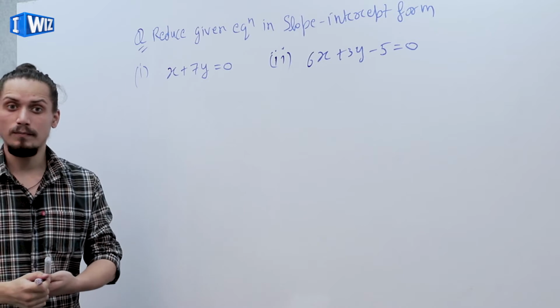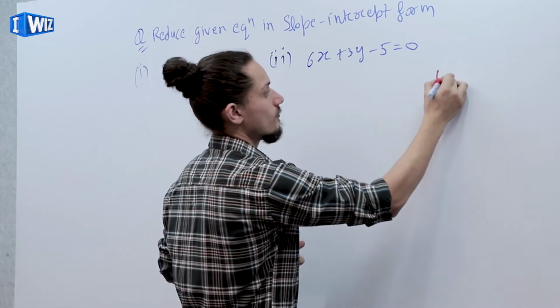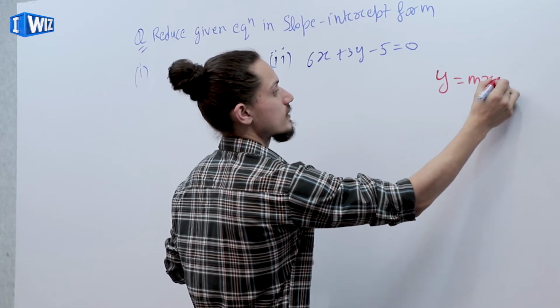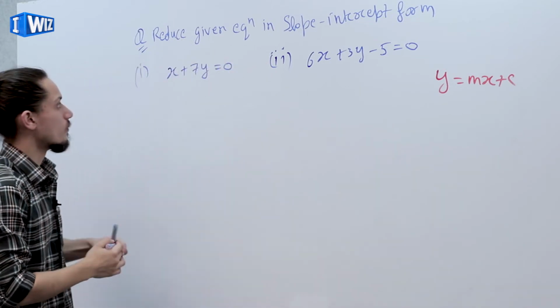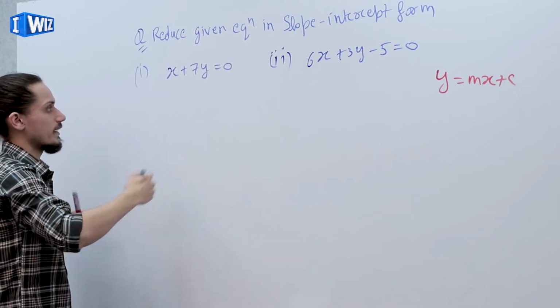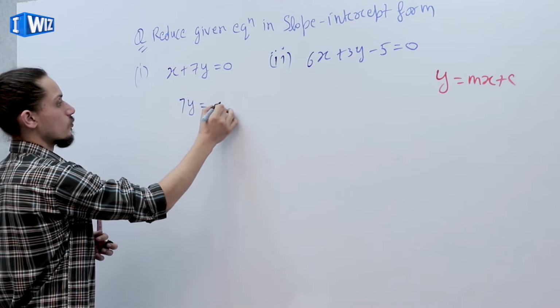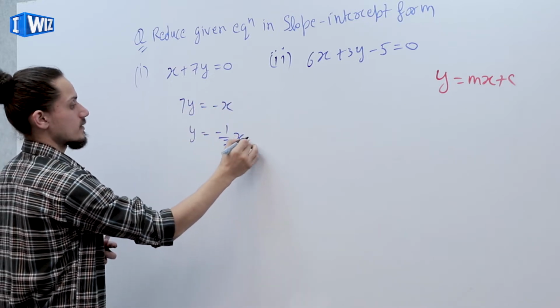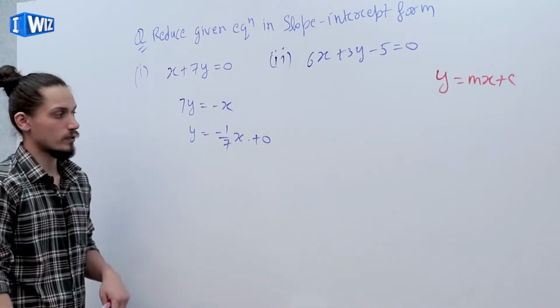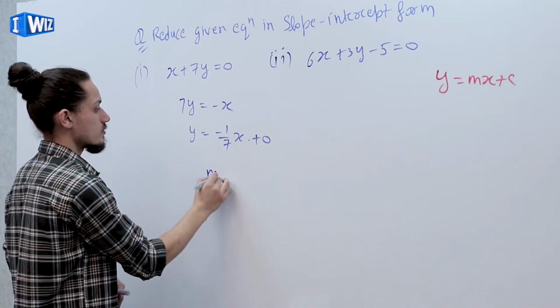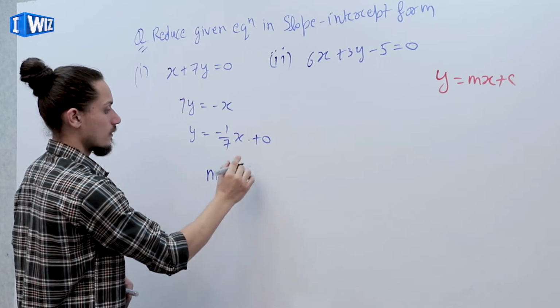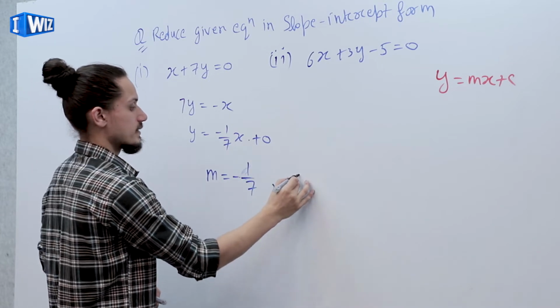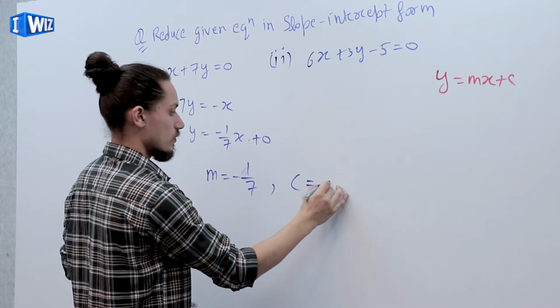तो स्लोप इंटरसेप्ट फॉर्म के लिए हमें क्या फॉर्म चाहिए होती है? We need y is equal to mx plus c, ये वाली फॉर्म. So हमारे पास c क्या है यहाँ पे? 0. So we will write 7y is equal to minus x and y is equal to minus 1/7 x plus 0. तो यहाँ से कंपेयर करा के हमारे पास m की वैल्यू क्या आ गई? Slope is equal to minus 1/7 and c, that is y intercept, is equal to 0.